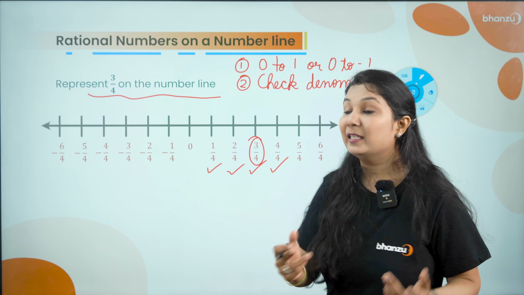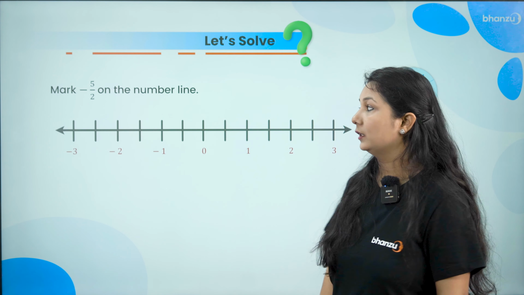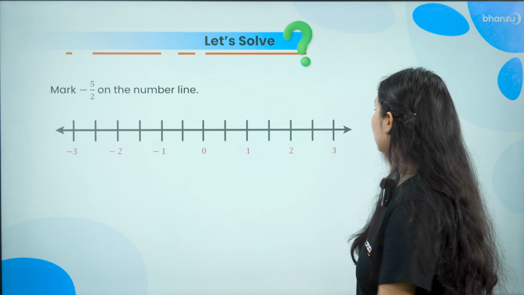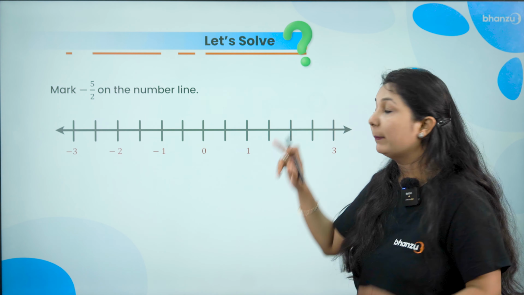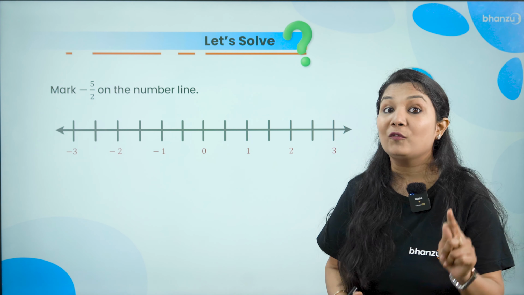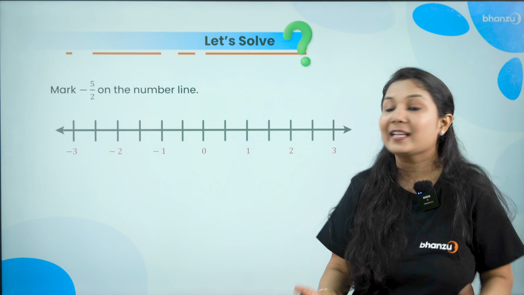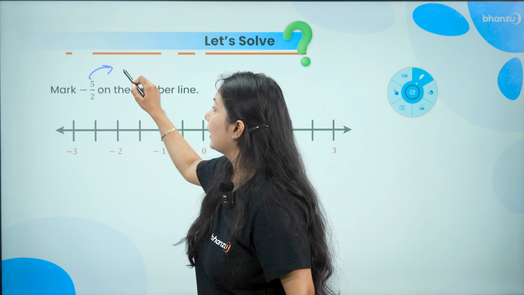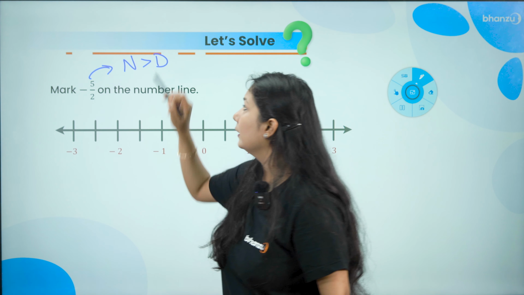Now what would happen if you get a negative one out there? Minus 5 by 2 on the number line. So let's see what will happen in this particular case. First of all, step number 1 remains the same. It's an improper one this time because numerator is greater than the denominator.